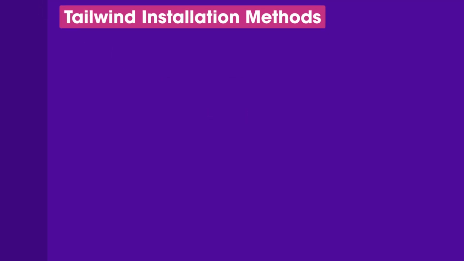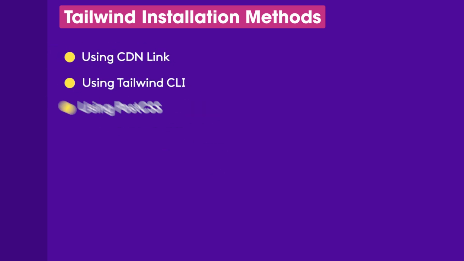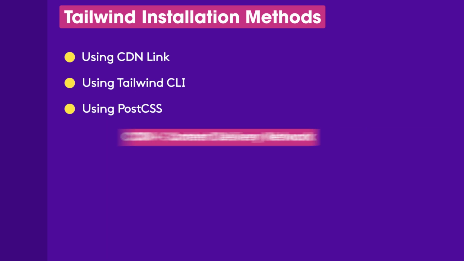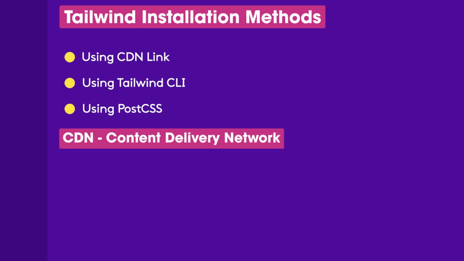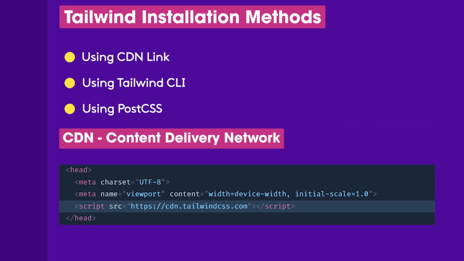There are 3 ways to install Tailwind CSS. First, using CDN link. Second, Tailwind CLI. Third, PostCSS. In this lesson, I will show you how you can install Tailwind CSS using CDN link, which means you only need to add Tailwind CDN link in your HTML file and that's it. You can start working on your project.